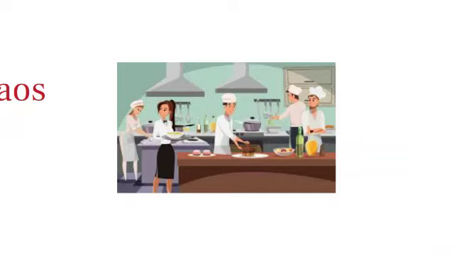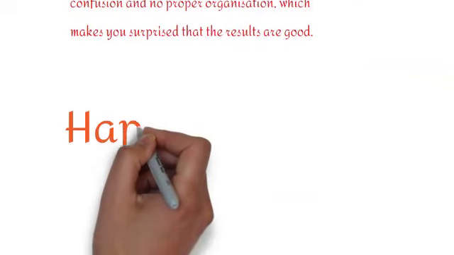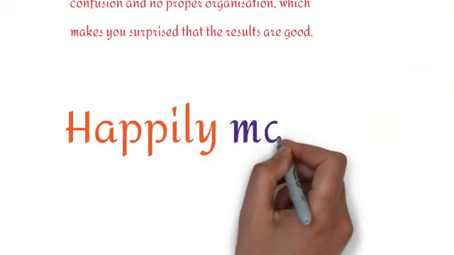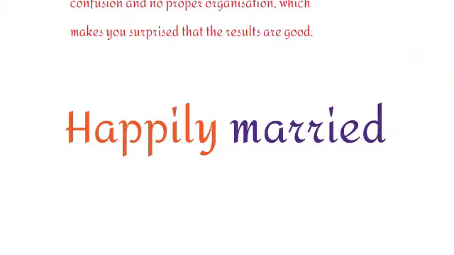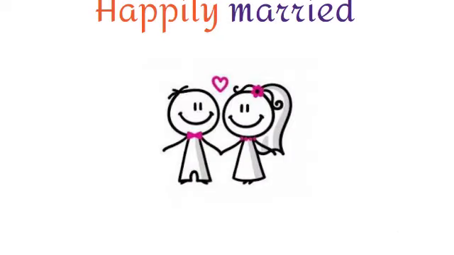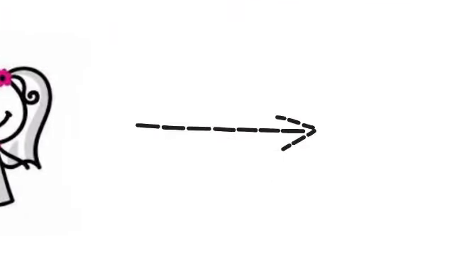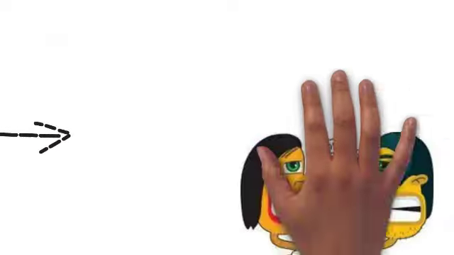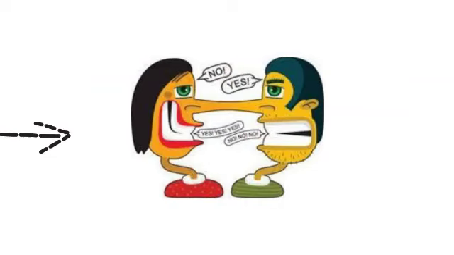So sometimes oxymorons are used for humorous effect also. Example, happily married, which is considered to be the mother of all oxymorons. It's a funny phrase which is meant to say that married people can never be happy. So here you have two pictures which demonstrate the fact.